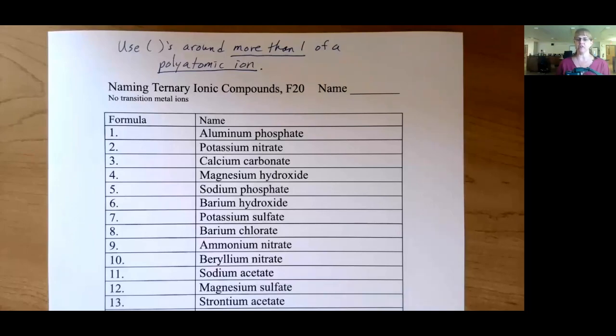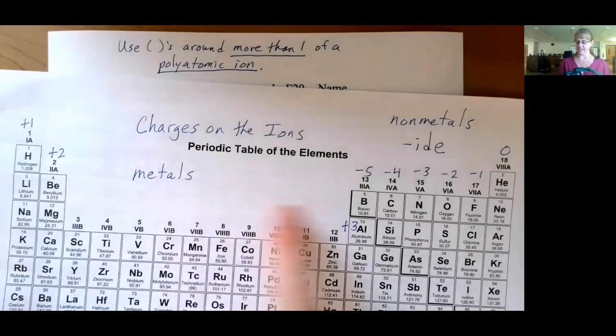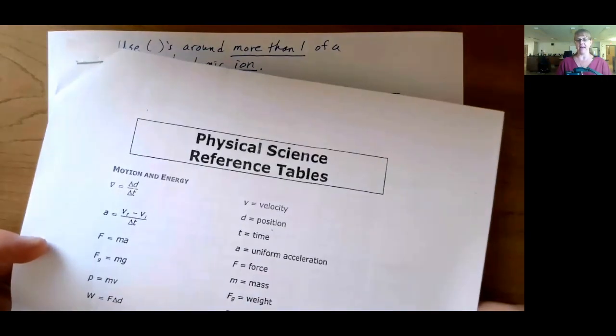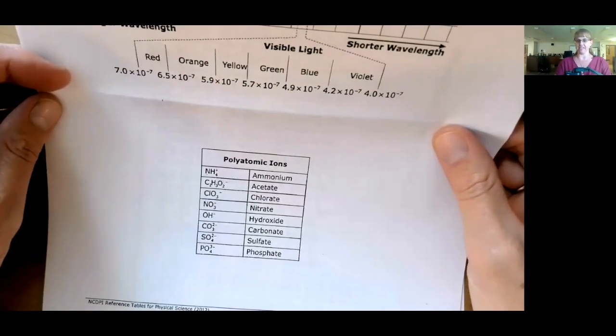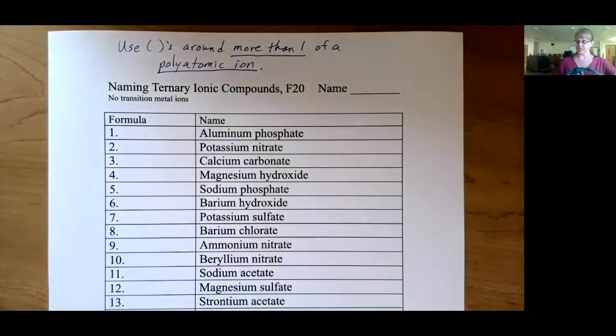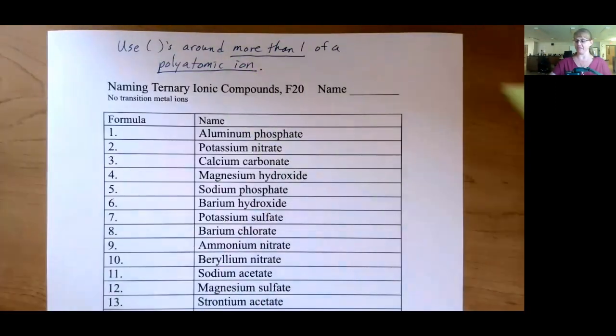Today we are going to learn how to name ternary ionic compounds. You will need a periodic table with the charges of the ions labeled. You will need your reference table. Turn to the very last page at the bottom, and there is a list of polyatomic ions that you'll need to use. Also, get your ion cards that we used the other day.